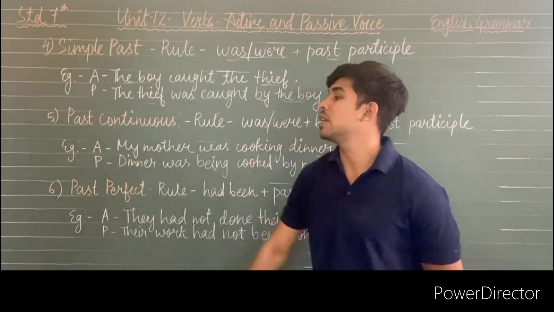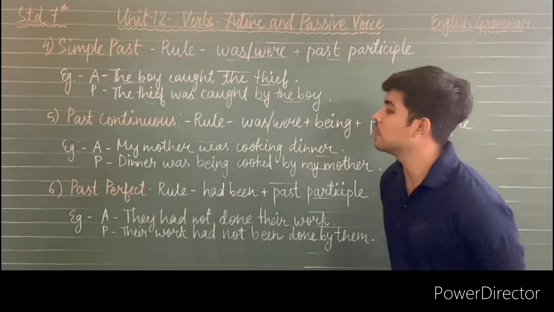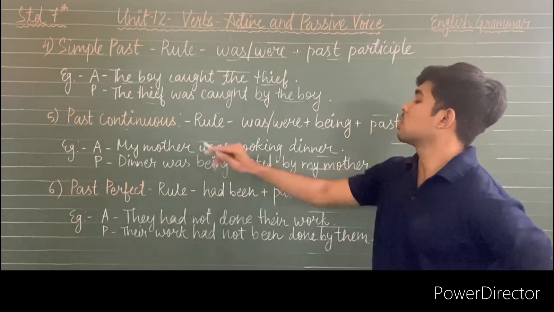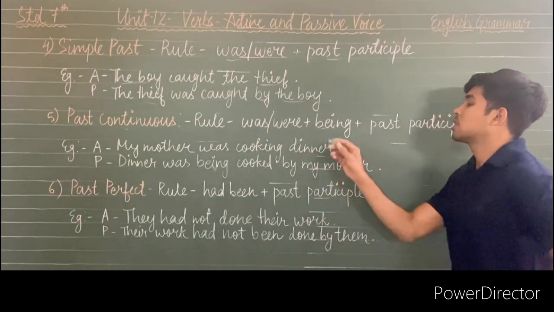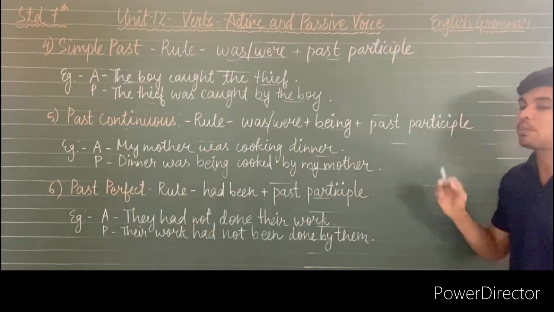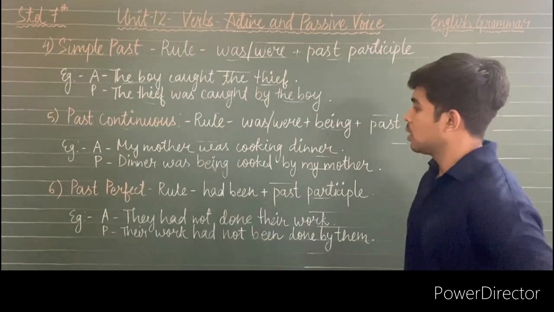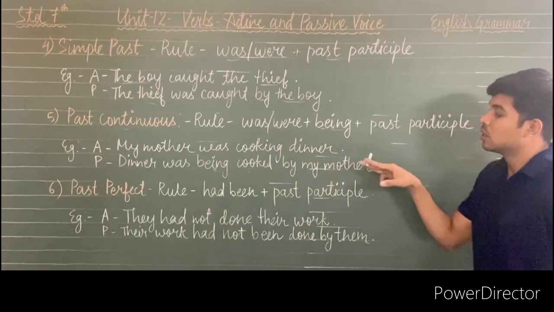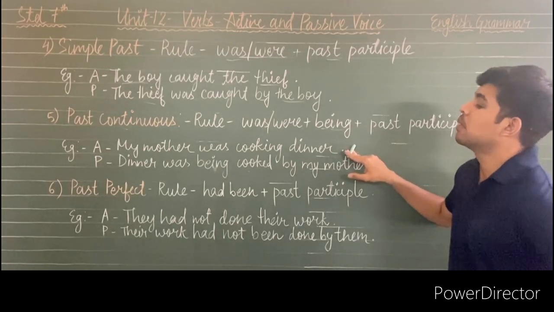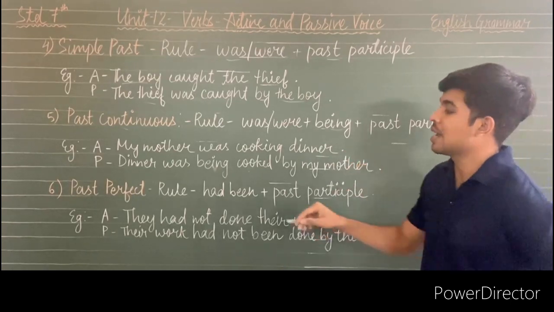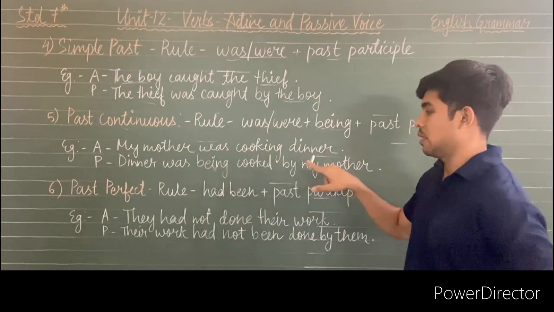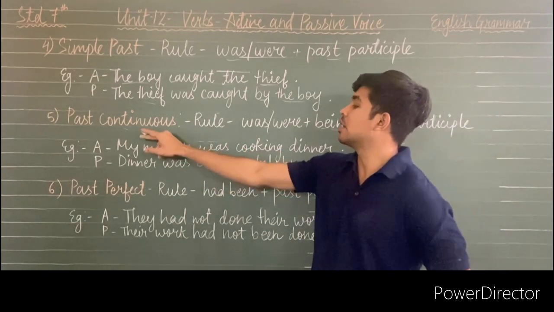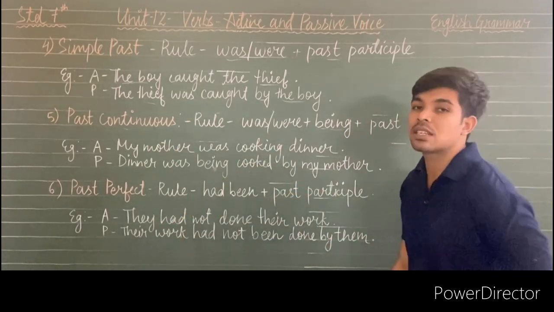Then after that, the fifth one, we have past continuous tense. We all know continuous stands for the ing form of the verb. So its rule is was or were plus being plus past participle form of the verb. So here we have an example of active and passive voice. In active voice we have: my mother was cooking dinner. Was here stands for the past and cooking, the ing form, stands for continuous. So this sentence is in the past continuous form.